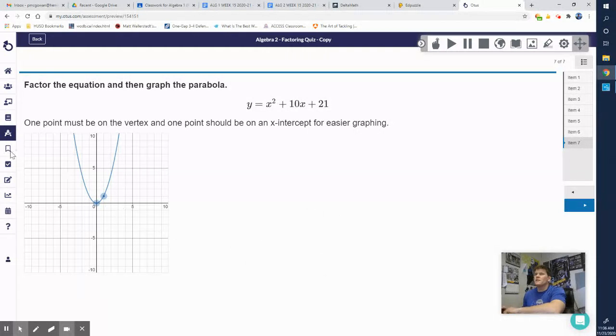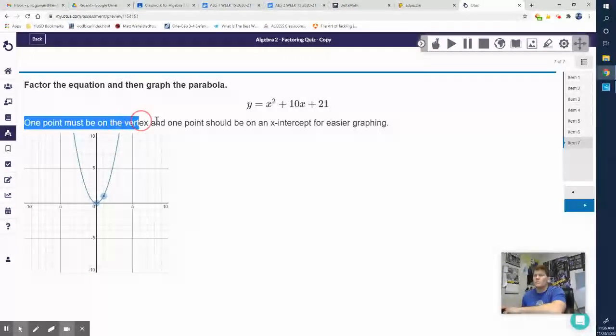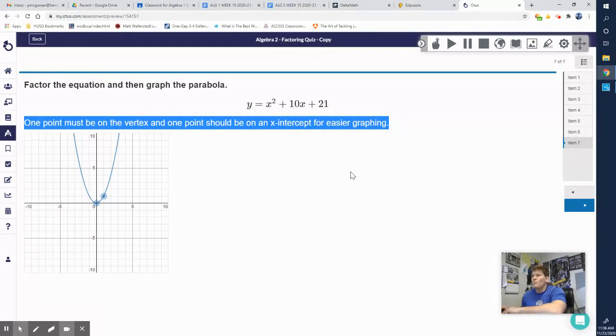Looking at this one here, guys, they're giving you kind of a hint with the graph. It says 1 point must be the vertex. 1 point should be an x-intercept. To find the x-intercept, we've got to factor this thing here. I have x squared plus 10x plus 21. So I want to factor this thing.